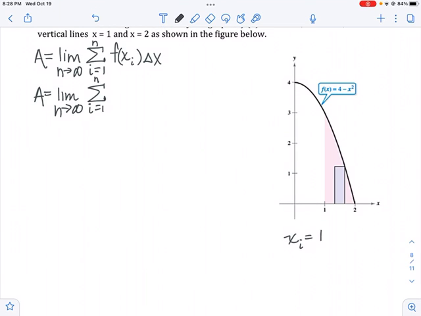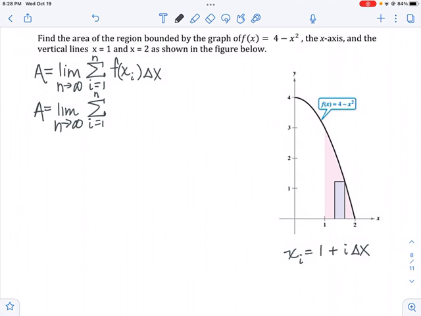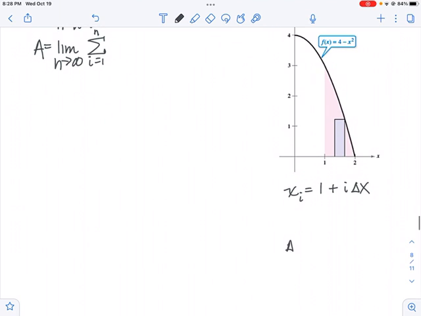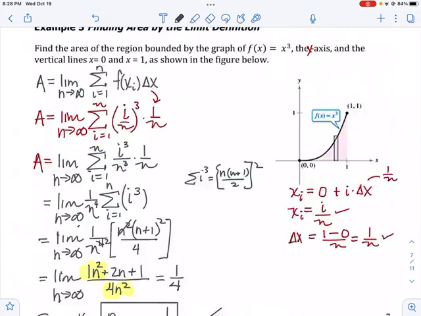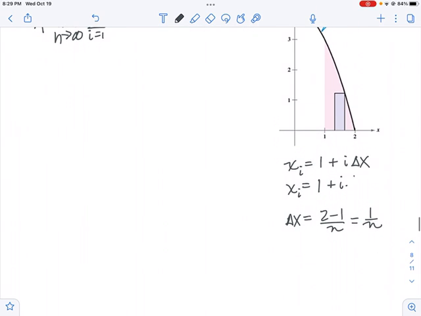Where we're going to start our interval is 1, okay? And I wanted to do 1 like this where I wasn't starting at 0. So it's going to be 1 plus i times delta x, right? And we have our delta x here. We're going from 1 to 2, right? So I'm going to skip a couple steps. Delta x is then equal to 2 minus 1 over n, or it's just going to be 1 over n, okay? So your x sub i is then going to be 1 plus i times 1 over n.